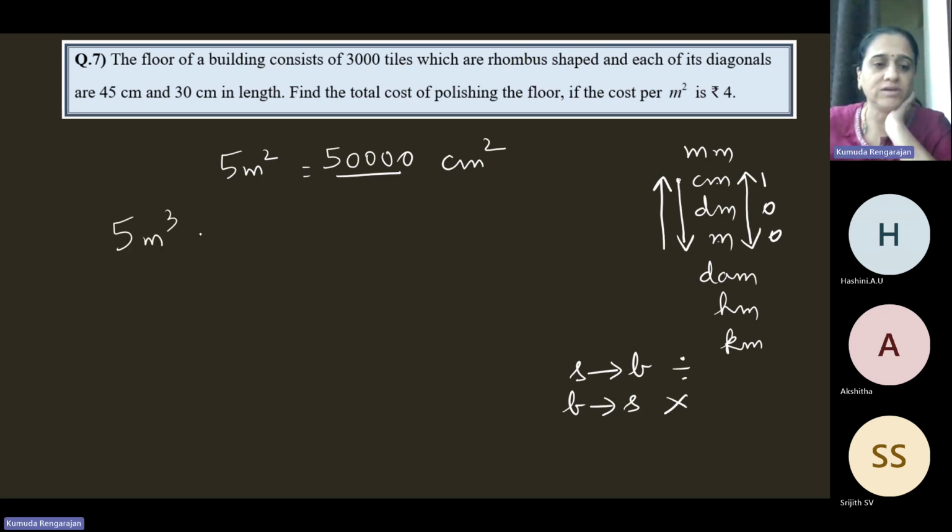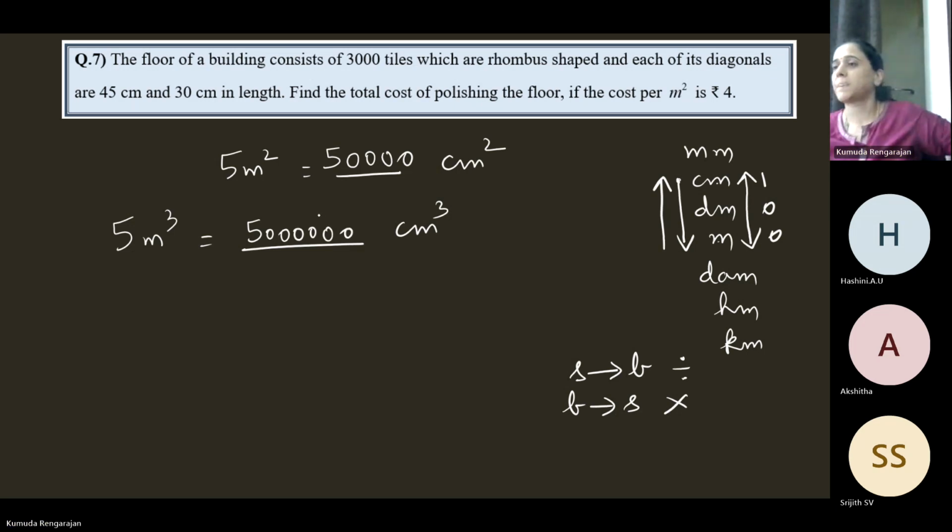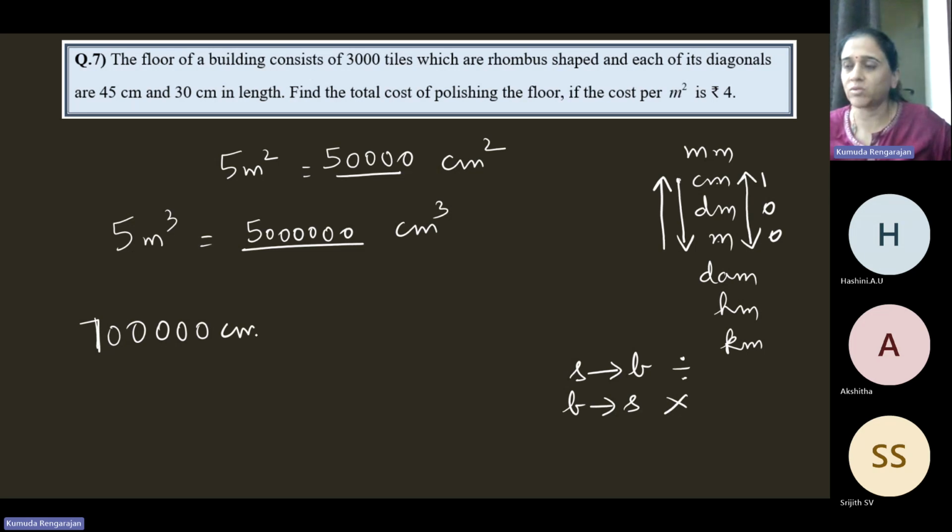5 meter cubed is equal to dash centimeter cubed. To convert meter to centimeter, we multiply by 100, so 2 zeros. Meter cube to centimeter cube, do it 3 times. Now supposing we have 12371 2345 centimeter square. You need to convert this to meter square. How do you convert centimeter to meter? You divide by 100.